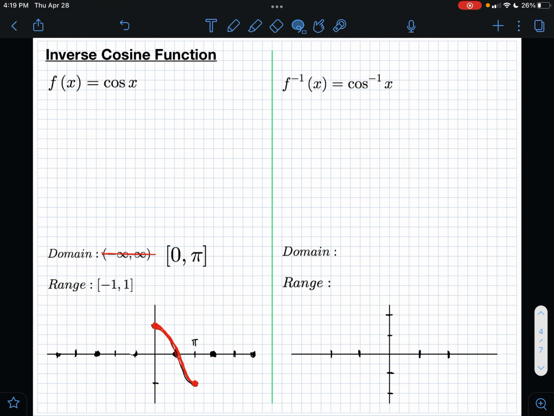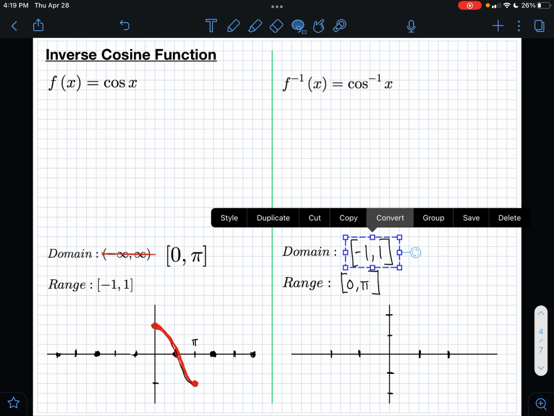Again, the range is then unaltered. To go then to the inverse function, the inverse cosine, our domain here would be -1 to 1, and our range would be 0 to pi. So again, we get that interchange of x and y's, our interchange of domain and range.